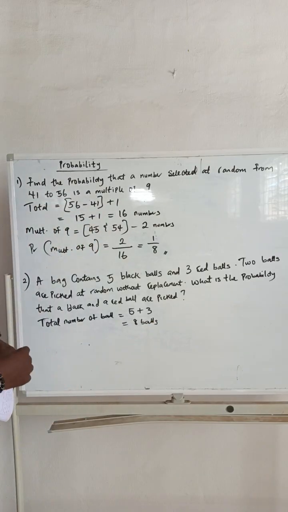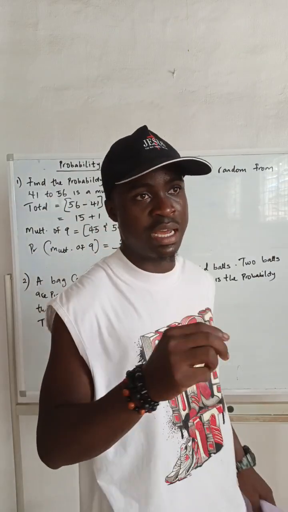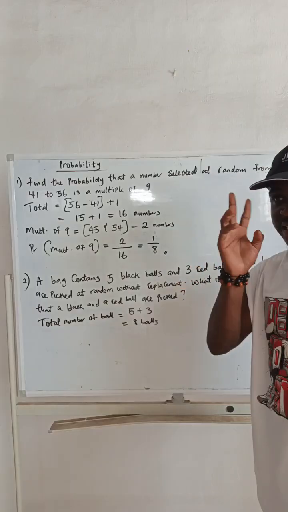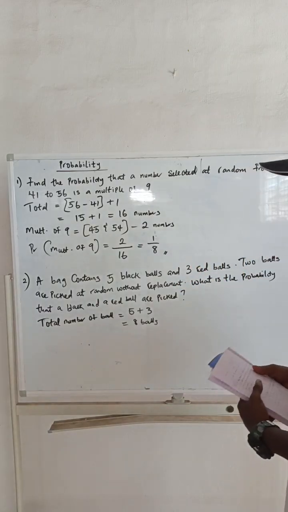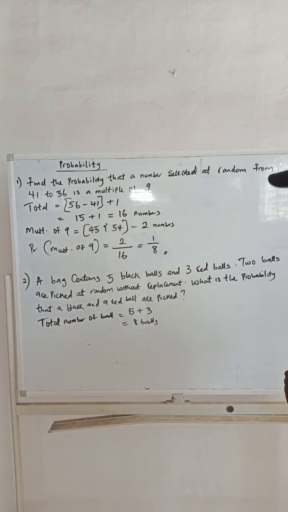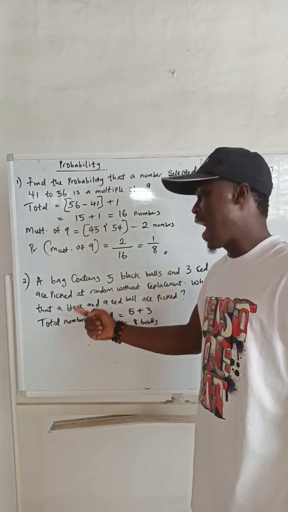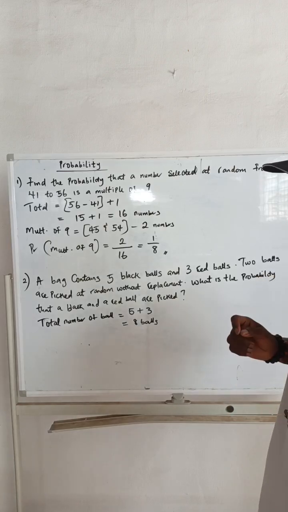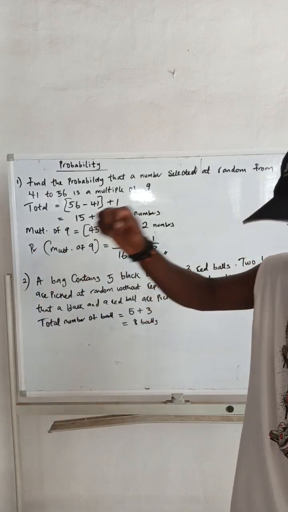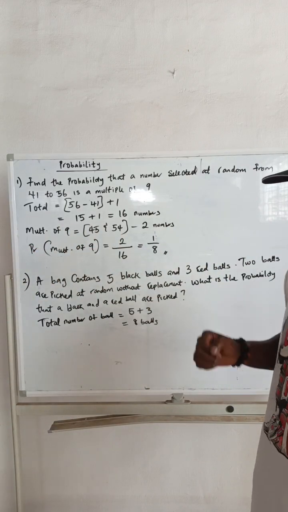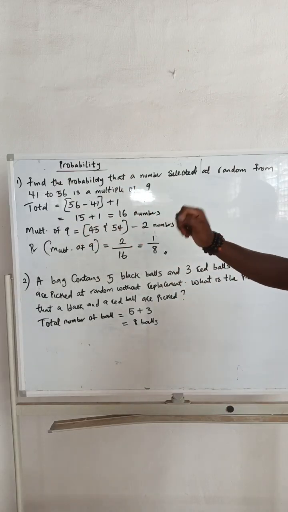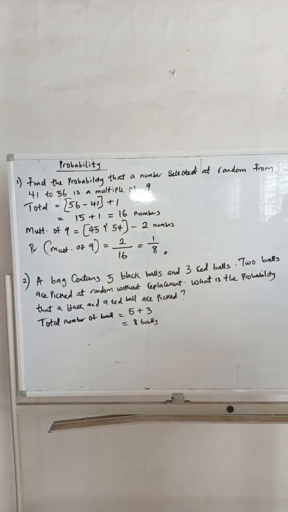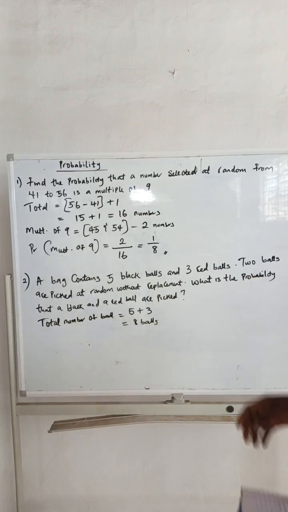But you see, there are 2 likely scenarios here that I want you to consider. The first scenario is, look at the question. The question says, what is the probability that a black and a red ball are picked? Now, the first case you need to consider is that firstly, a black ball was picked, and secondly, a red ball was picked.